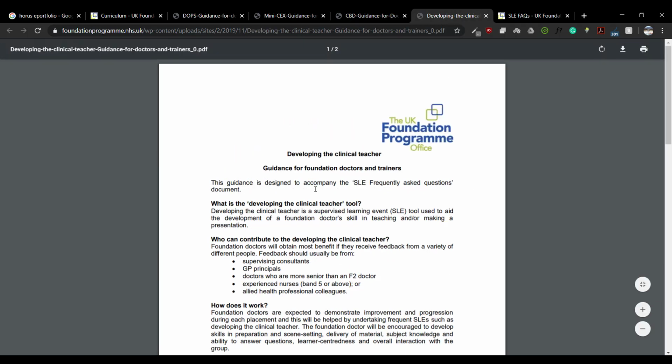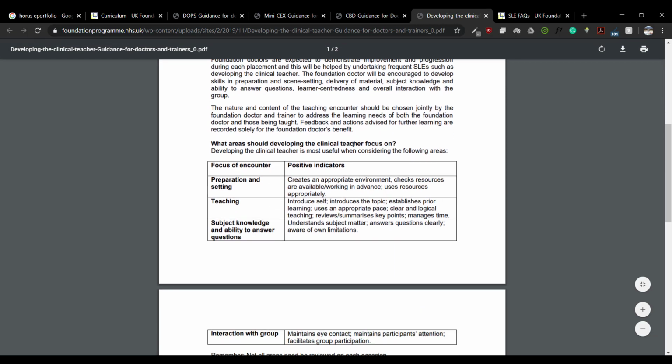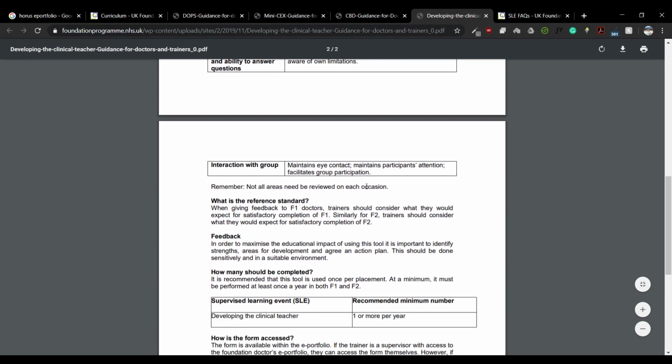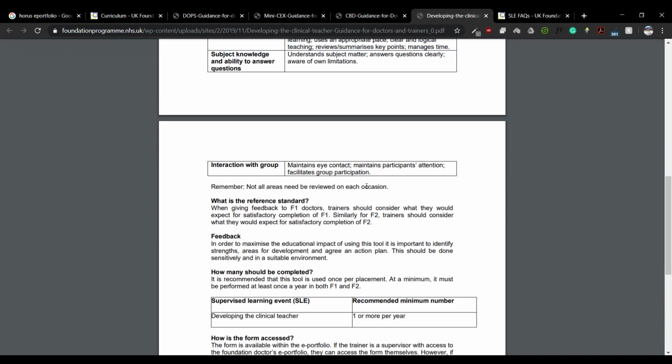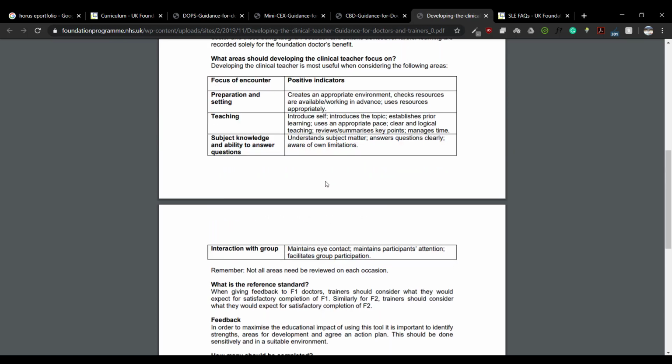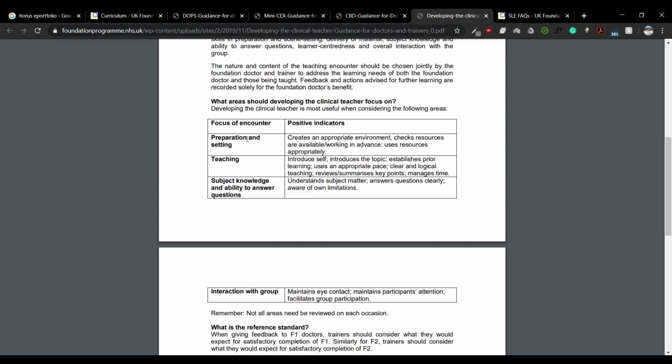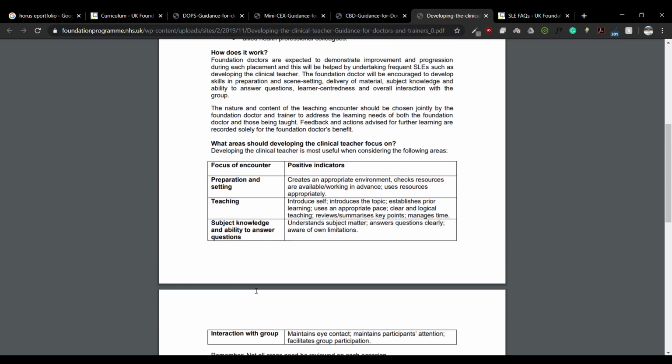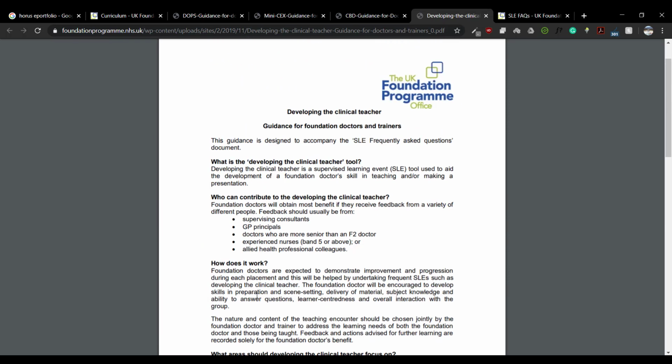The last one is developing the clinical teacher. It's all about the teaching experience. You can send an SLE to one of the consultants who has seen you giving a teaching session. There are various criteria you can see here, like how prepared you were, what teaching you gave, what your subject knowledge and ability to answer questions were, and your interaction with the group. So this is all about being a clinical teacher.